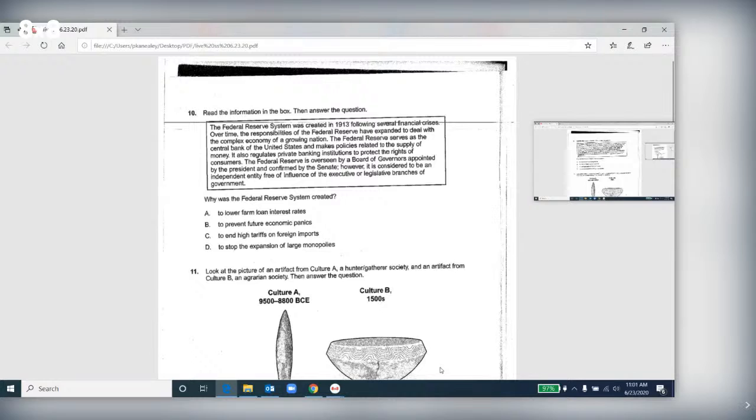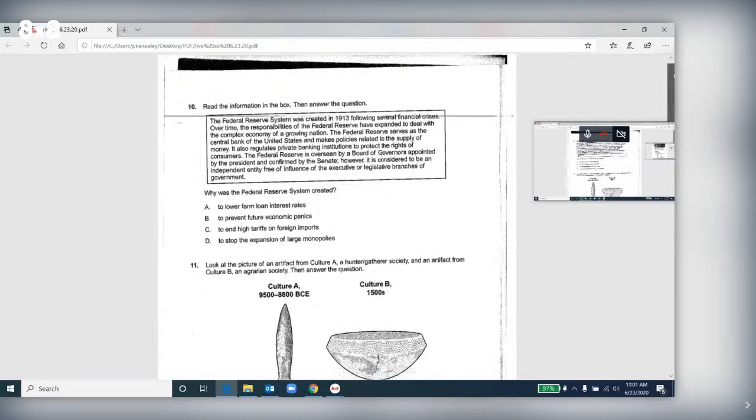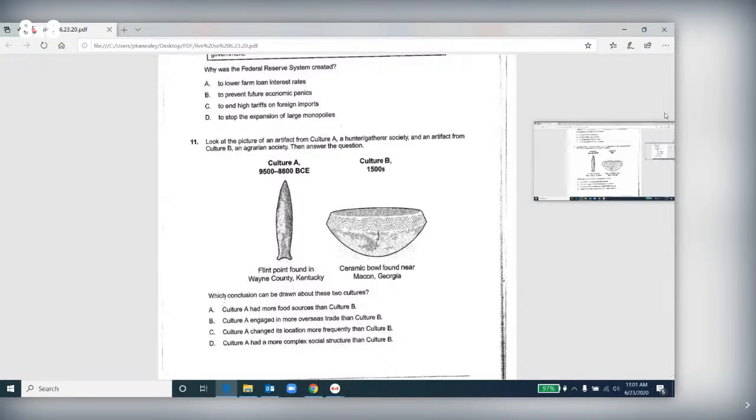Let's go on to 11 here. And these are just looking at two pictures. And these are artifacts. So look at the picture of an artifact from culture A, and that's from 9500 to 88 BCE. And culture B is an agrarian society. Then answer the question. Okay, so hunter-gatherer, it's exactly what it says. You hunt and you gather. And B is agrarian, and that has to do with agriculture.